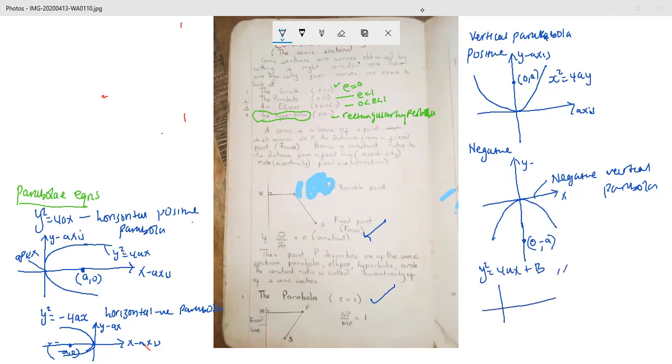The apex, you investigate when x is 0, y is what? y is plus or minus root b. So when y is 0, x is equal to negative b over 4a. You just use intercepts to check on that. All right? So when you use intercepts to check on that, the curve will shift and move ahead.